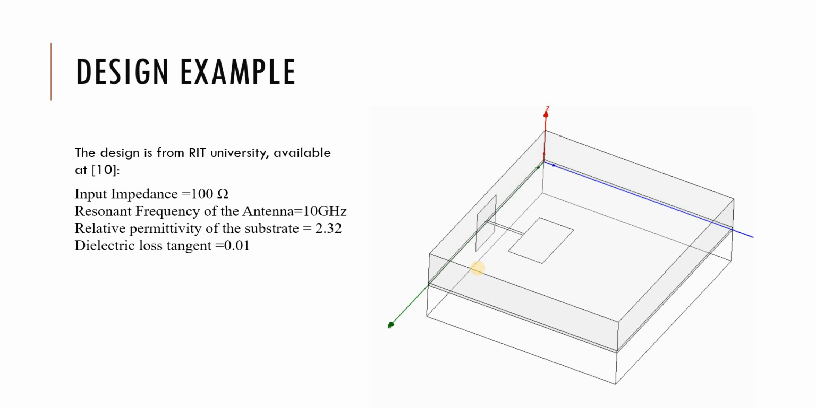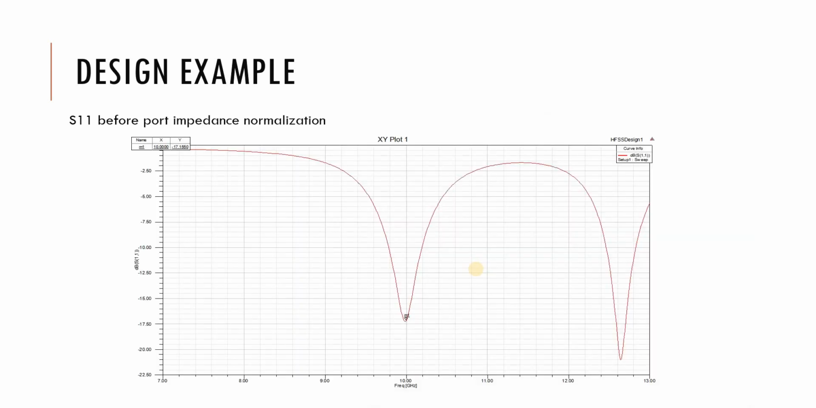We're going to go to the HFSS and see how to design the microstrip antenna at 10 gigahertz with FR4 dielectric, whose relative permittivity of the FR4 substrate is 4.4 and the dielectric loss tangent is 0.02. So it's a little bit different from this structure.